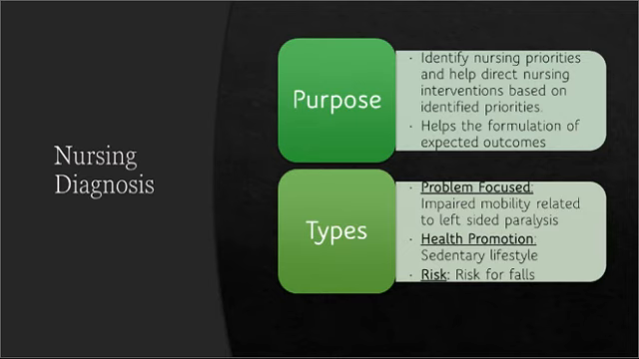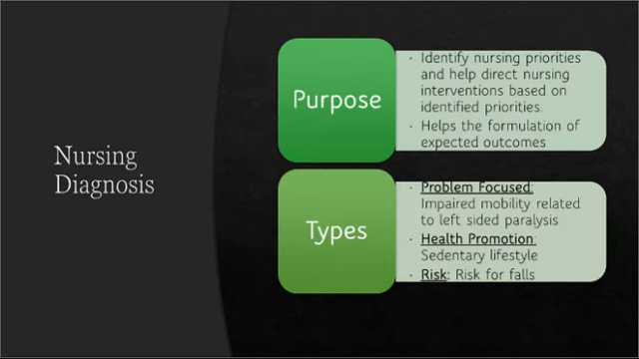There are different types: problem-focused, health promotion, and risk. You need to have a problem-focused nursing diagnosis. For example, impaired mobility related to left-sided paralysis. Somebody came in and their admission diagnosis is they've had a CVA, a cardiovascular accident, a stroke. So your nursing problem that you see is impaired mobility related to left-sided paralysis, as evidenced by inability to move the left side of their body, inability to lift their comb, inability to get out on the left side of the bed.